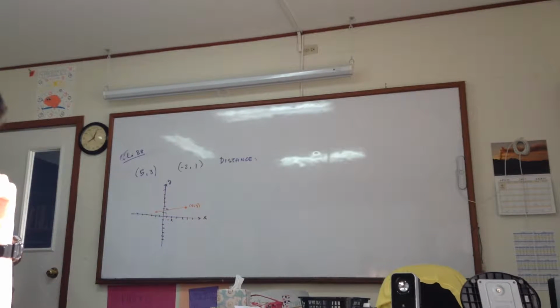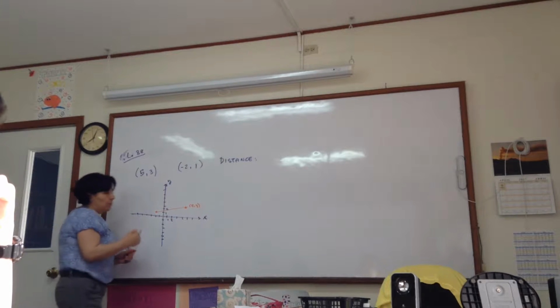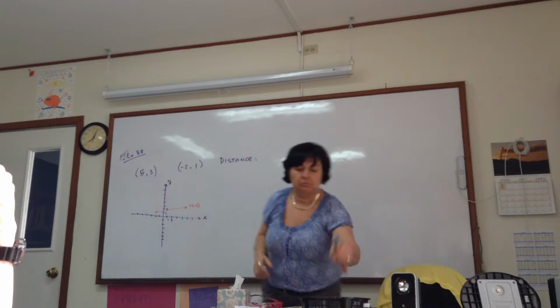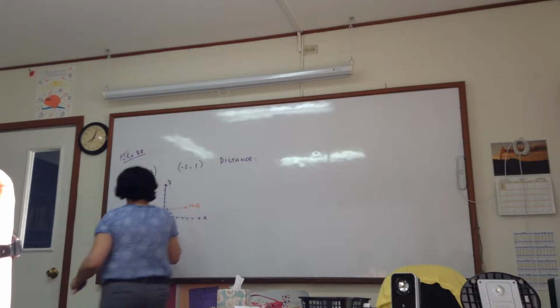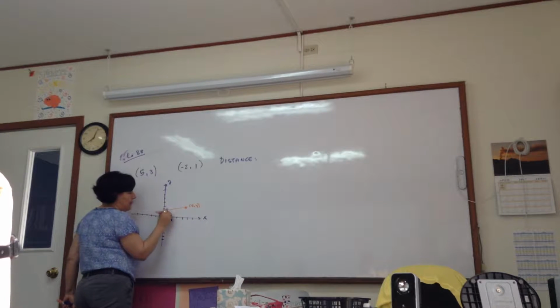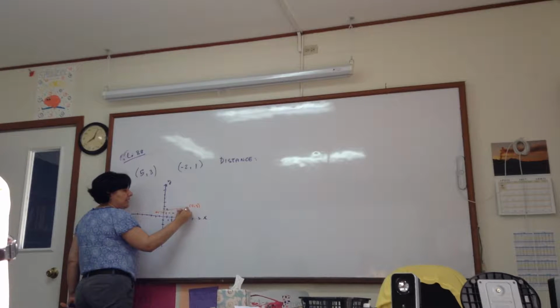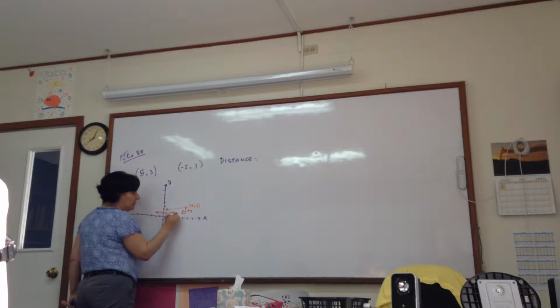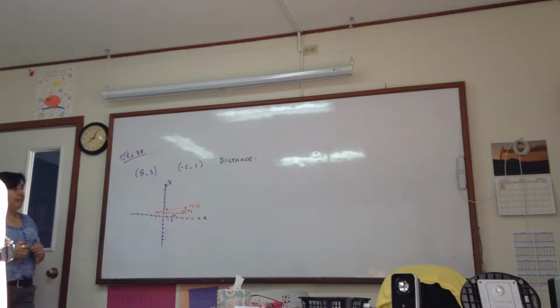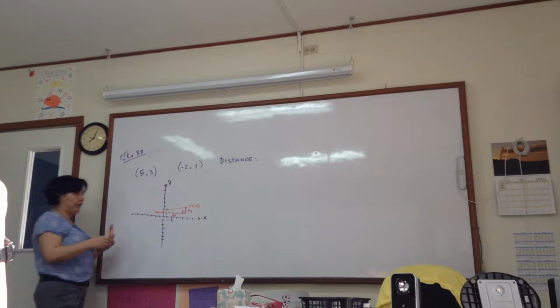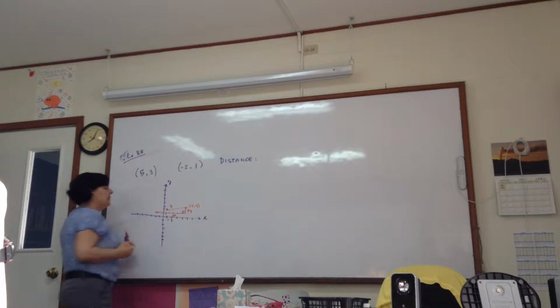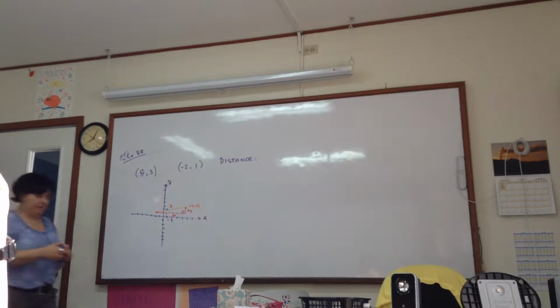How would I find my distance? I make a triangle. I would make a right triangle. Pythagorean theorem. Very good. D squared. I would find delta y, delta x, right? This distance here. And then what would you do to find this distance right here? D squared equals. Very good.